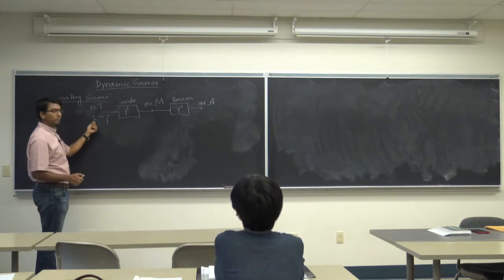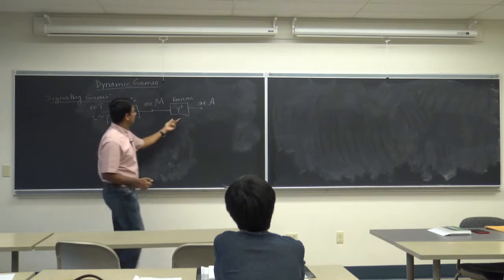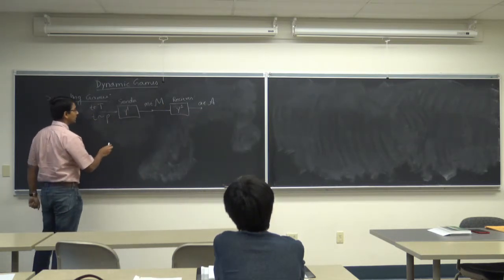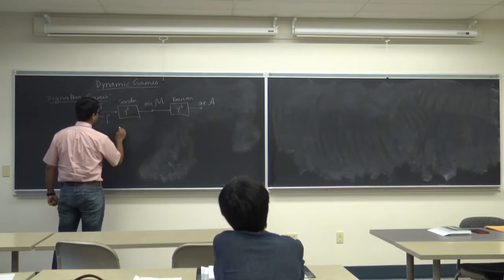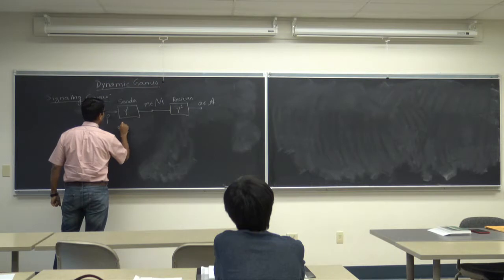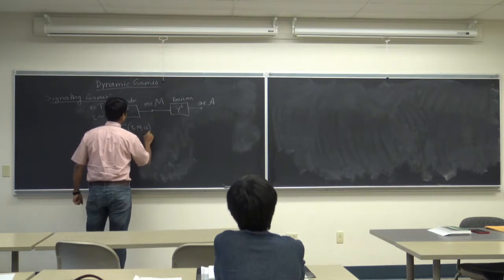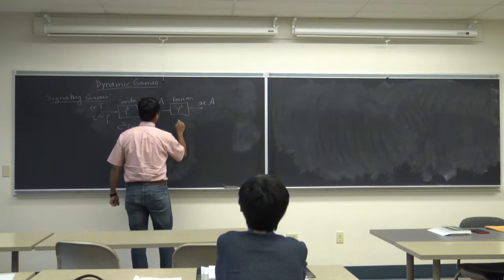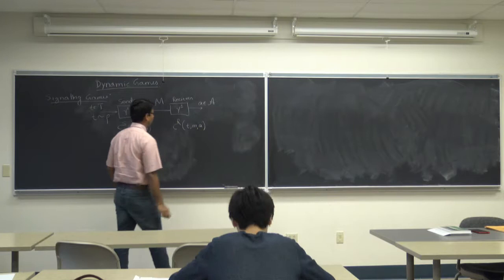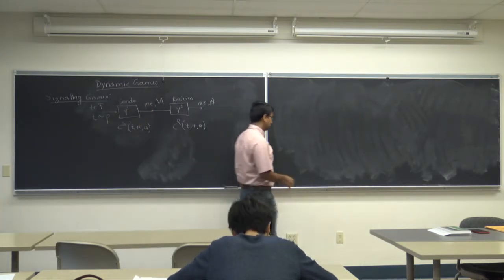The sender has some private information T, which is its type, right? And the receiver takes an action A, and based on that, both the sender and receiver receive some reward, some utility or some cost. So let me say C_S, which is a function of T, M, and A, and then C_R, which is a function of T, M, and A. And typically, of course, the receiver and sender have different cost functions.